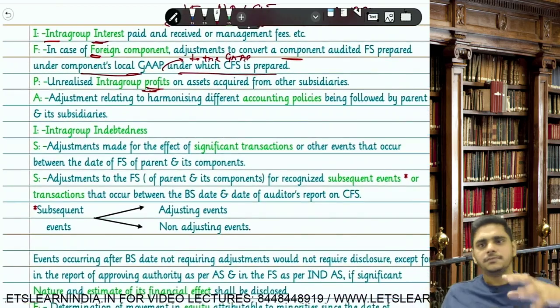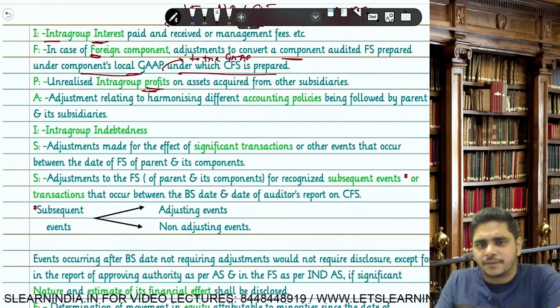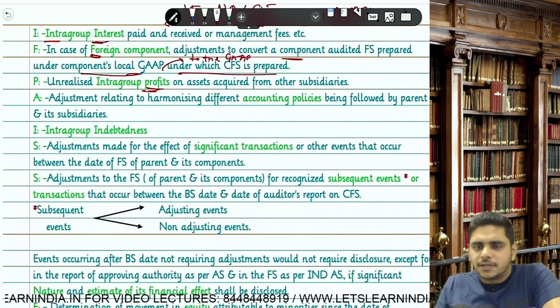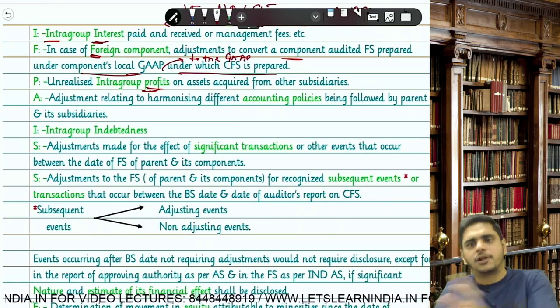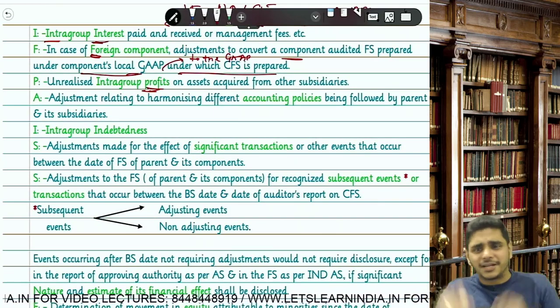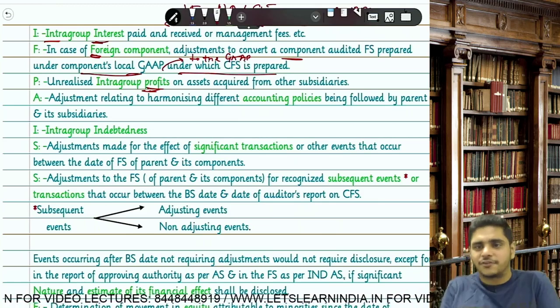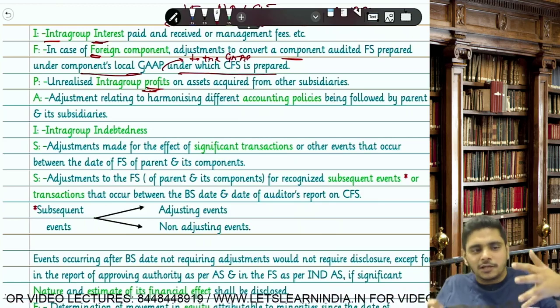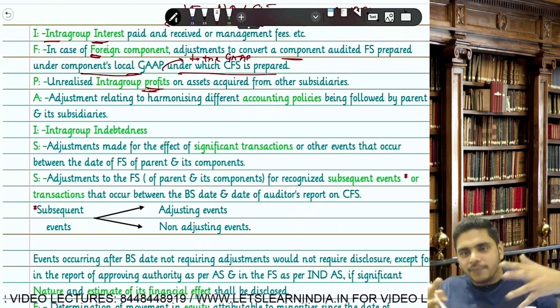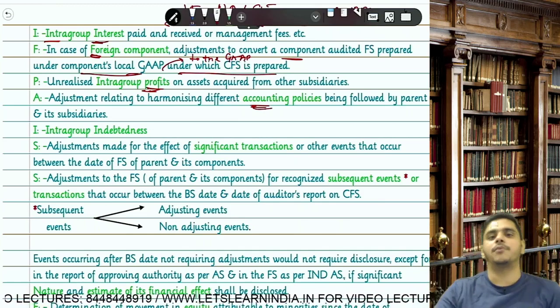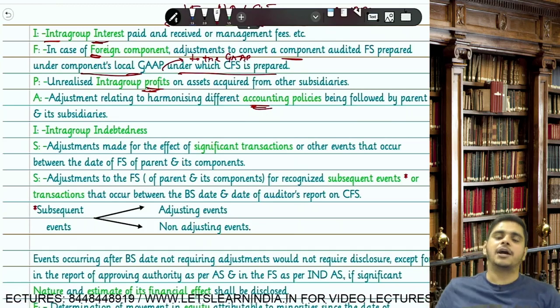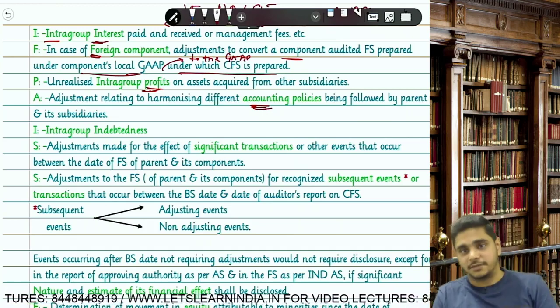Now, some subsidiaries may be following the SLM method, some the WDV method, some the LIFO method, some weighted average, some FIFO basis. But at the end, in consolidation, everybody has to follow one method only. So you will harmonize, you will make it one. Adjustments relating to harmonizing different accounting policies.